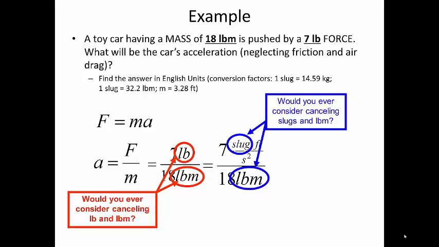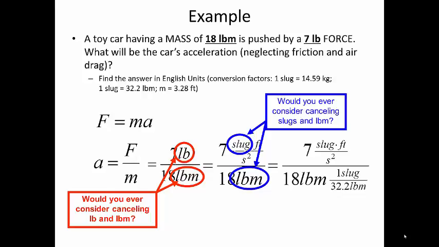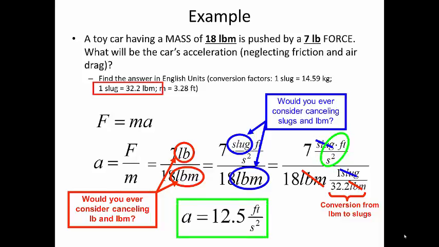So we need to convert pounds mass into slugs. One slug is 32.2 pounds mass. Now we can cancel our pounds mass, cancel our slugs, and we're left with feet per second squared. So we have an acceleration equal to 12.5 feet per second squared.